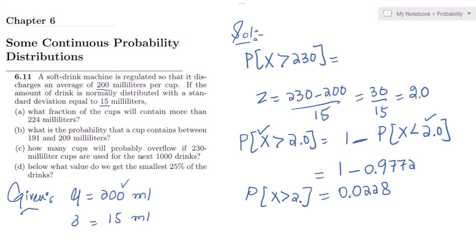In order to find the number of cups which will overflow from the 1000 drinks, it would be the chance of the overflow multiplied by the total number of cups, which are 1000. So therefore it would be 22.8, which is around 23 cups. Okay, so that is basically the solution of part C of my question. Let me move to part D of my question.